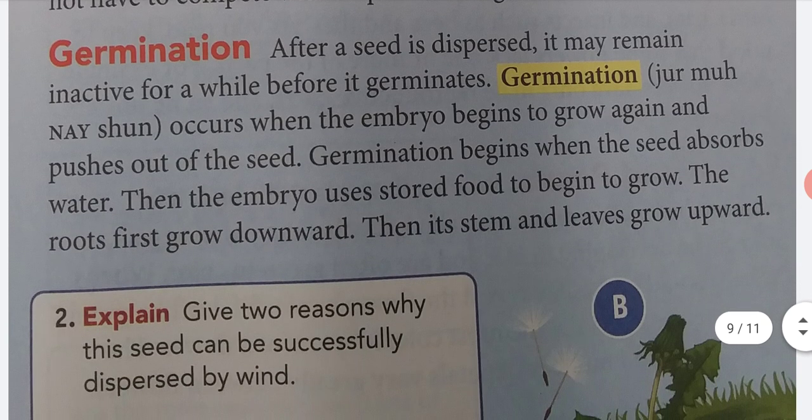Germination. After a seed is dispersed, it may remain inactive for a while before it germinates. Germination occurs when the embryo begins to grow again and pushes out of the seed. Germination begins when the seed absorbs water. Then the embryo uses stored food to begin to grow. The roots first grow downward. Then it's the stem and leaves that grow upward.